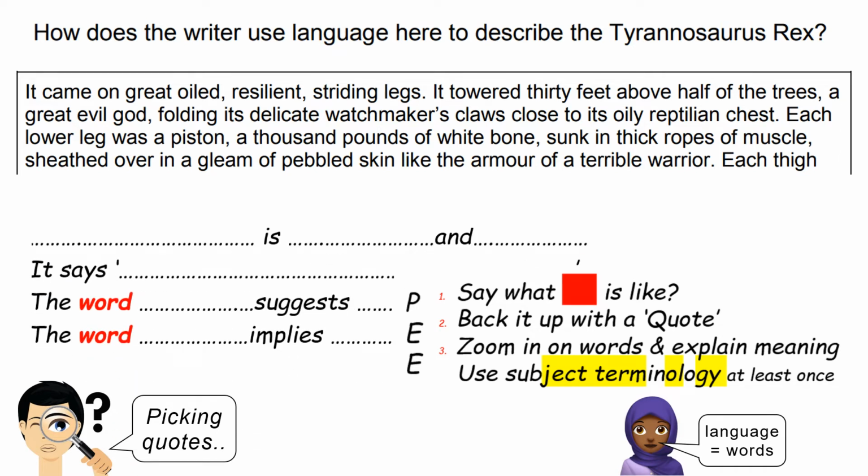And here is a writing frame to help you structure your answer that I suggest you use. So you would start by saying the T-Rex is whatever it is you think it's like. Then it says, and you back it up with a quote. And then the last part is when you zoom in on words in the quote and explain what they mean.